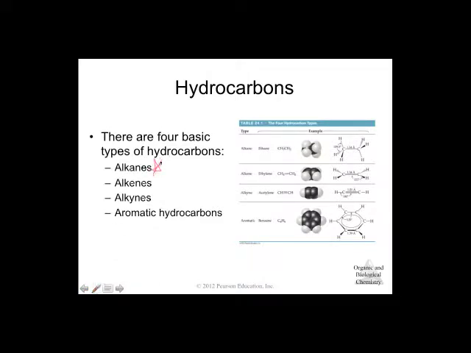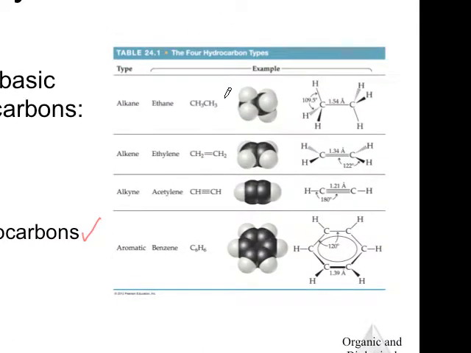All right. But other hydrocarbons are alkenes, named very similarly to alkanes, alkynes, and then aromatic hydrocarbons. So, hydrocarbons means only carbon and hydrogen. All four of these only contain carbon and hydrogen. Alkanes have only single bonds between all the carbon atoms, and of course, between carbon and hydrogen, you wouldn't have a double bond with a hydrogen.